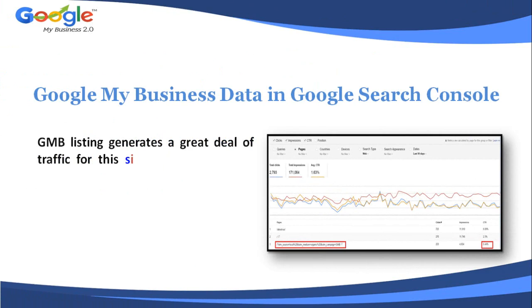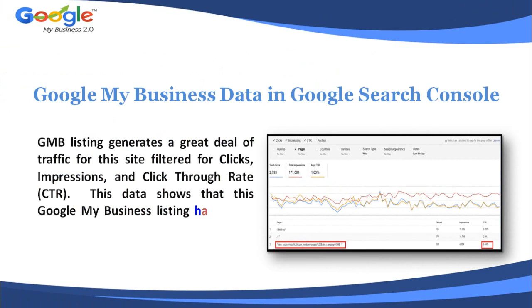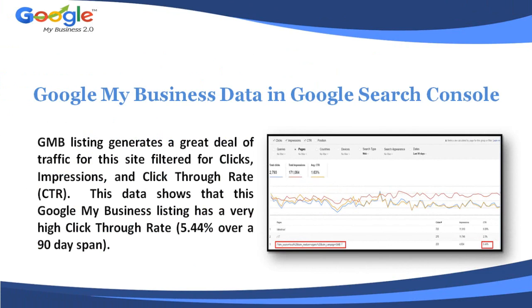Google My Business data in Google Search Console. This GMB listing generates a great deal of traffic for this site, filtered for clicks, impressions, and click-through rate, CTR. This data shows that this Google My Business listing has a very high click-through rate, 5.44% over a 90-day span.